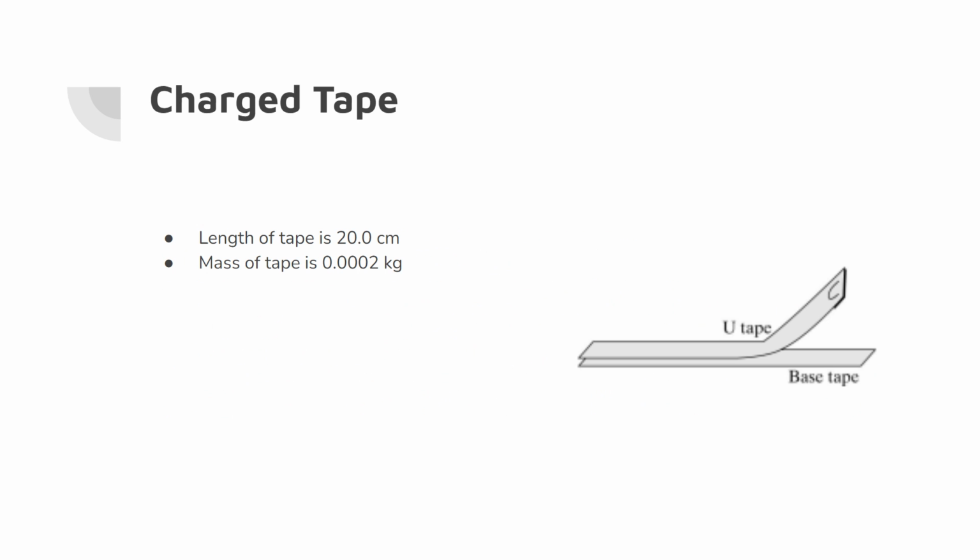A charged tape is created by placing a piece of tape on a desk and putting a tape on top and moving it quickly, resulting in the charged tape. The length of this tape is 20 centimeters and the mass of the tape is 0.0002 kilograms.